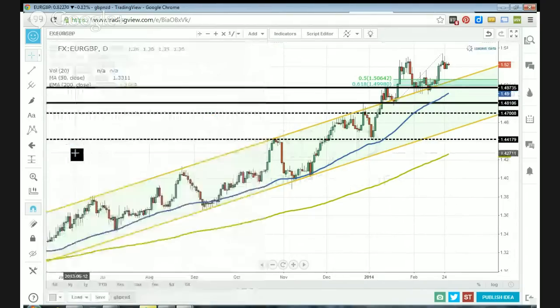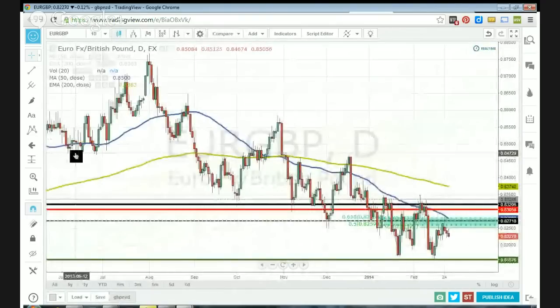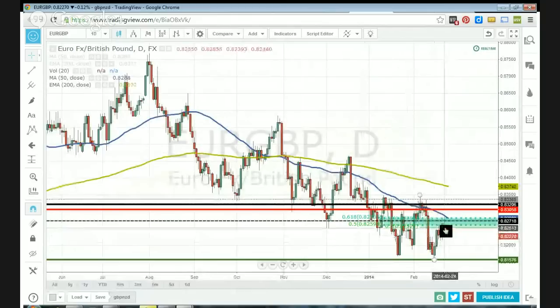Euro pound. Yeah, this is unfortunate because I had an entry order to short here. It got stopped out here. I just had my stop. If I had my stop one pip further, I'd be in the money on this now. But that's just life.